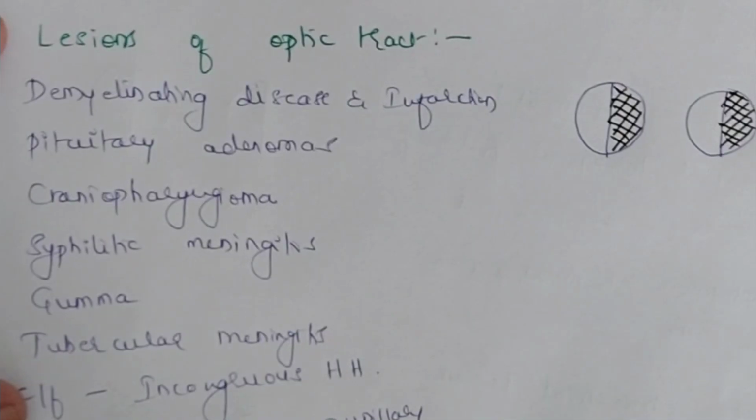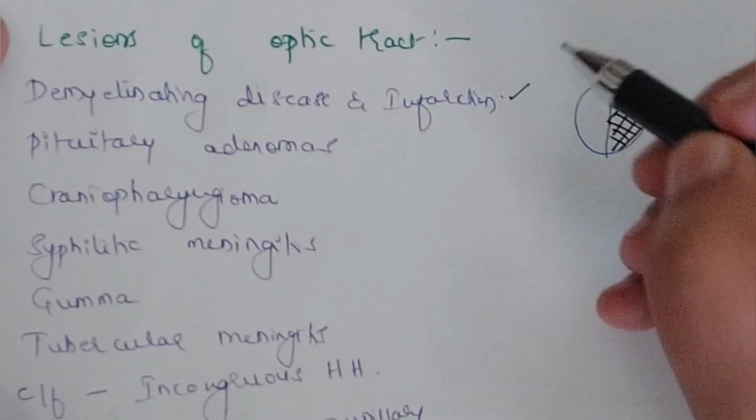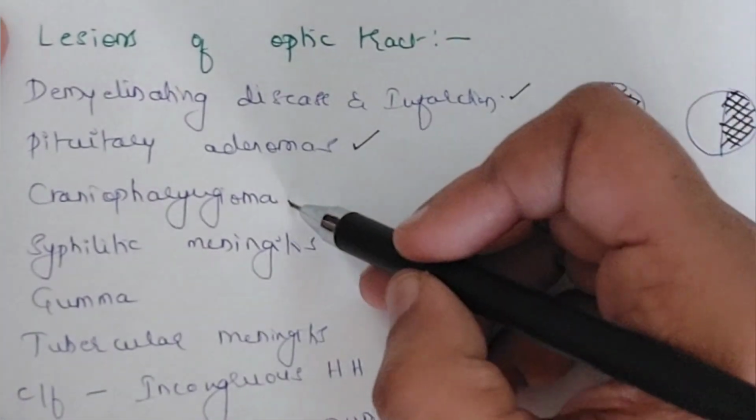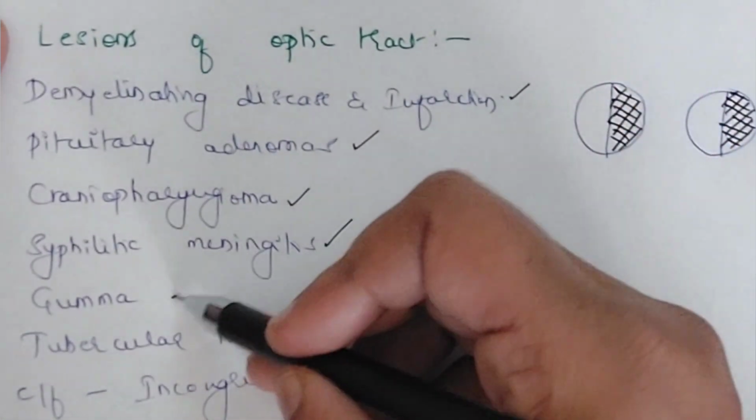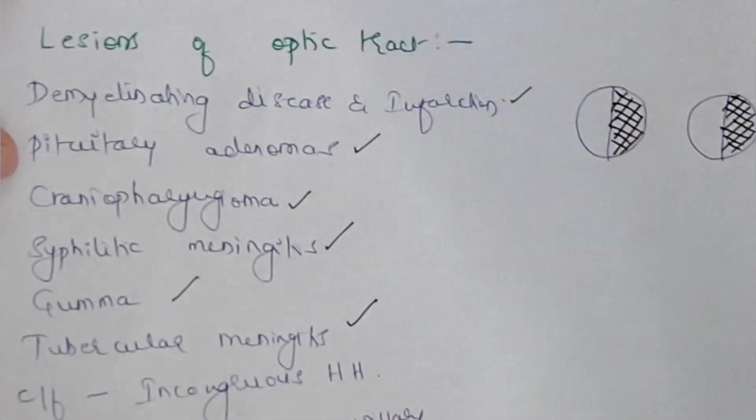Okay, so the causes for the optic tract lesions are like demyelinating disease and infarction. There can be pituitary adenomas, craniopharyngioma, syphilitic meningitis, gummas, tubercular meningitis. So these are various causes for optic tract involvement.